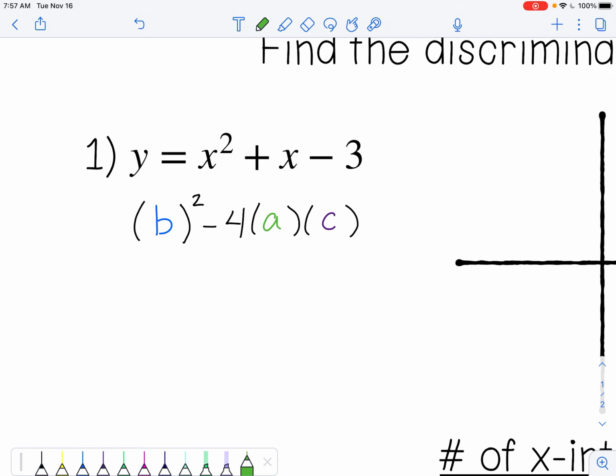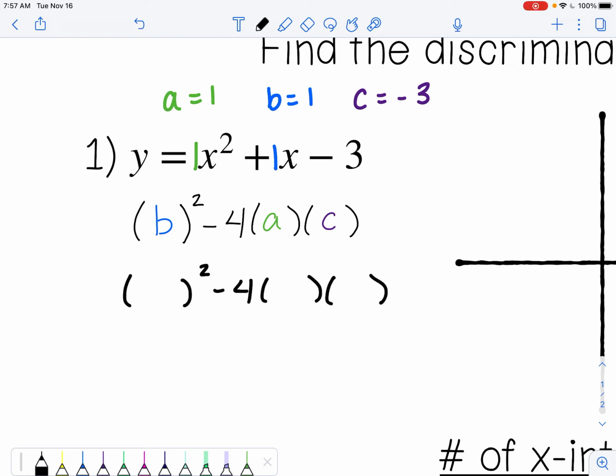First we want to identify a, b, and c. My a value is equal to 1. My b value is also equal to 1, and my c value is equal to negative 3. All we're going to do is plug into this formula. I like to leave myself some gaps first. Then b is 1 squared minus 4 times a, which is 1, and c is negative 3.